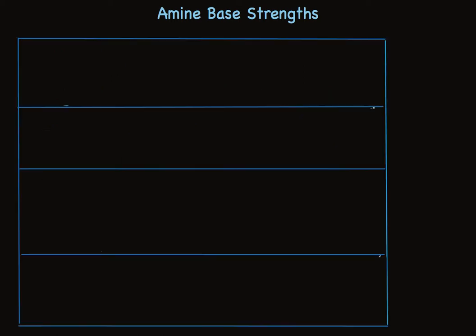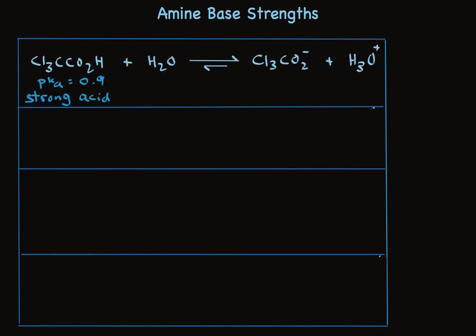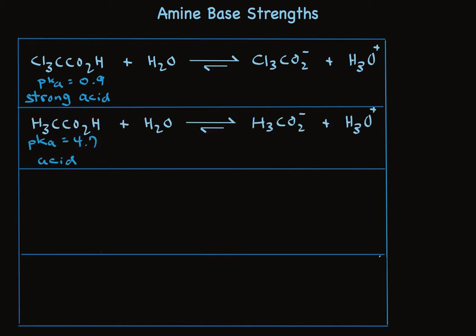Take a look. To illustrate the range of acidities, I'm going to use a table that has 4 different compounds in it. First, look at trichloroacetic acid. It has a pKa of 0.9, and it is a strong acid. Acetic acid isn't nearly as strong. It has a pKa of 4.7. It's still an acid, and when you put it in water, the equilibrium is shifted to the right.